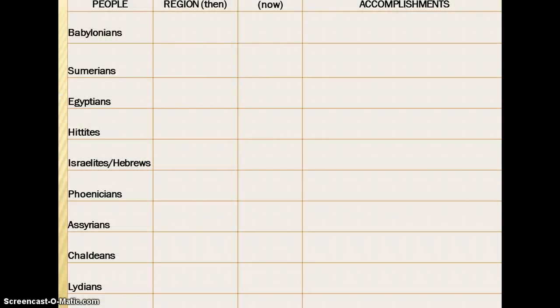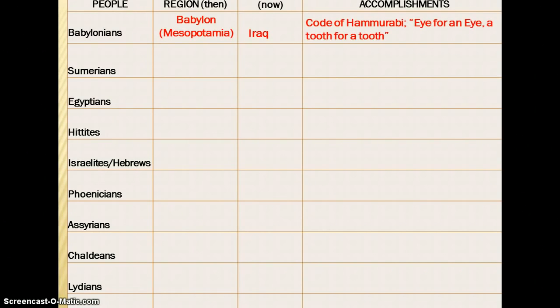All right, on the last page of your packet, you have a summarizing sheet about all the different people in chapter 2. The Babylonians lived in Babylon, or Mesopotamia would also work. Today that is called Iraq. And the things that they invented, started, or created was the Code of Hammurabi, first code of laws. And an eye for an eye, a tooth for a tooth is used as capital punishment in our country today.